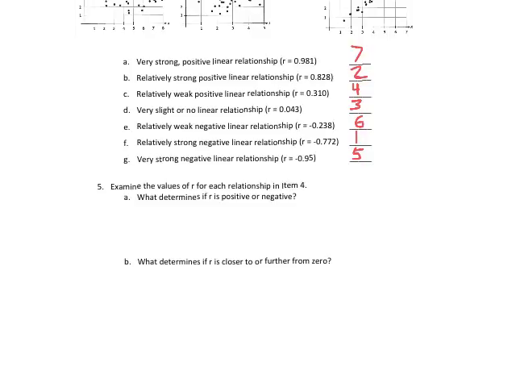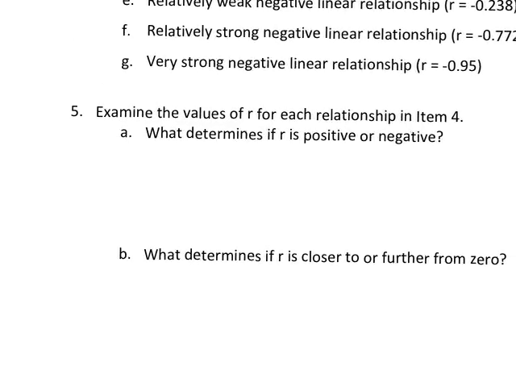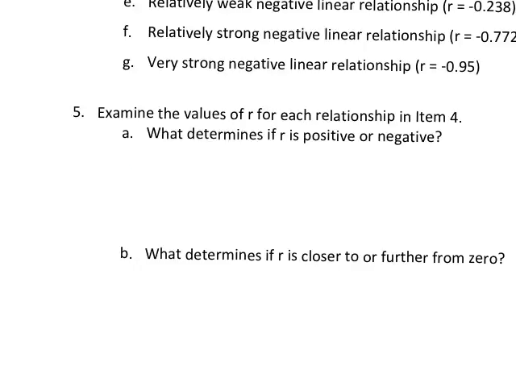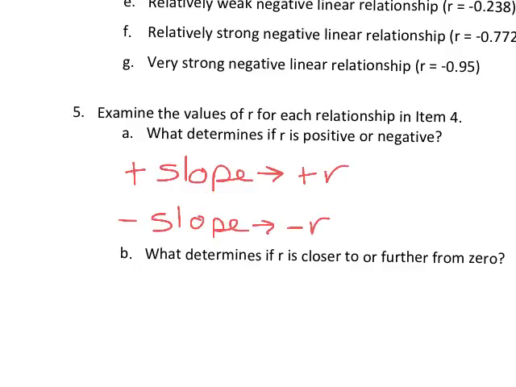So that's what determines if R is positive or negative: a positive slope is going to produce a positive R, and a negative slope is going to produce a negative R. So if a relationship has a positive correlation, that gives it a positive R. If it has a negative correlation, it has a negative R. Okay? What determines if R is closer or further from 0?